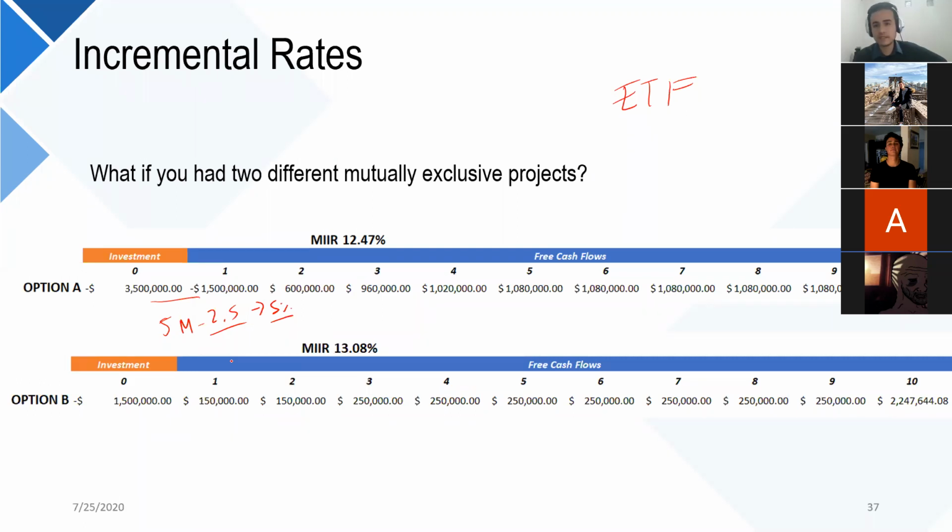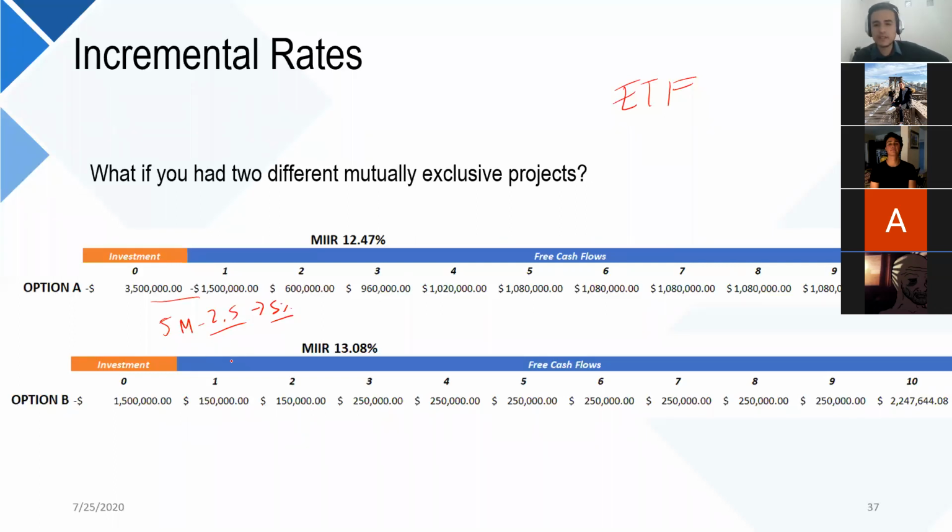What do you guys think? Think. Which option would you guys take? Option A or option B? Who knows, right? Maybe option A.